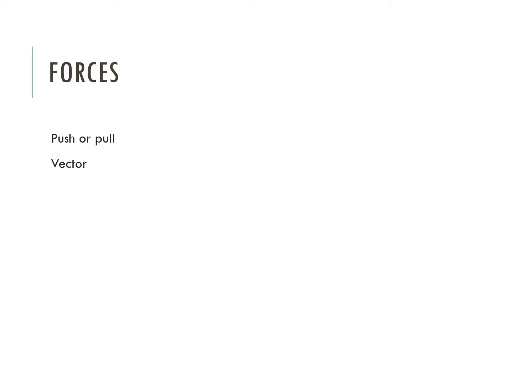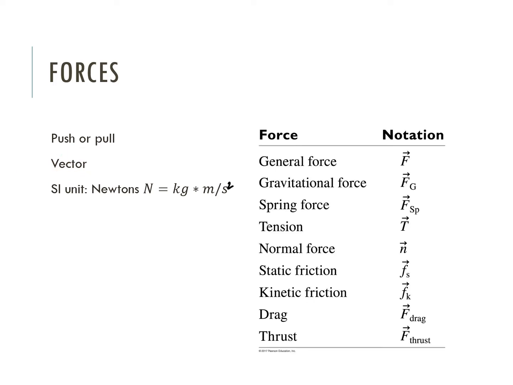It is a vector with SI units of the Newton, which is a kilogram times meters per second squared. But anyway, this vector behavior means that we need to figure out which direction the force is going to point. Now, when we first introduced forces, these are the ones that we looked at.